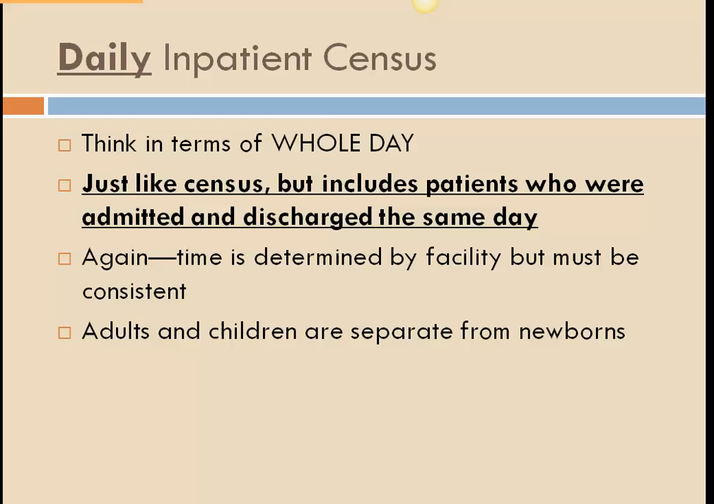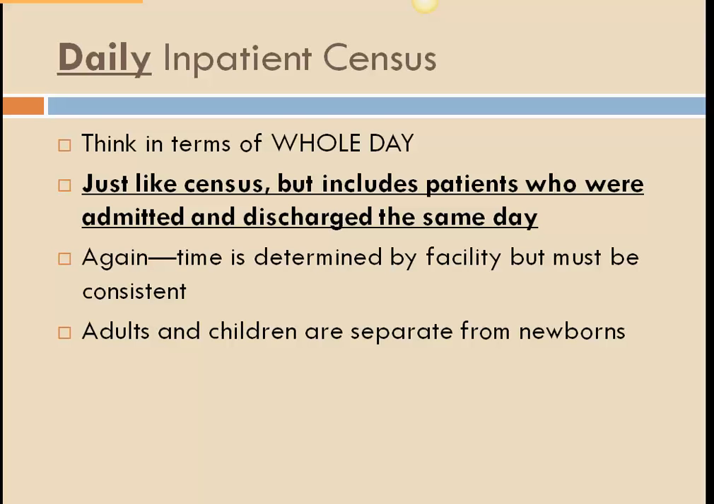Next term, so this would be the second statistic that you're learning, and you'll see how these terms do seem to overlap. The second statistic is the daily inpatient census. Now, the really important part of this term is that first word, daily. So when you hear that, think in terms of the whole day. Now, this is just like the census that we just talked about, but there's something else that you have to add in. It also includes patients who were admitted and discharged on the same day.